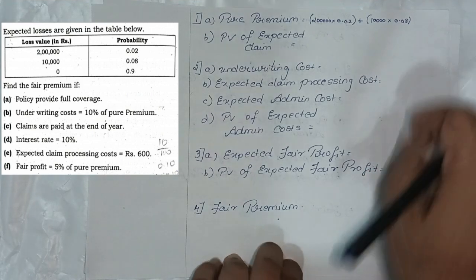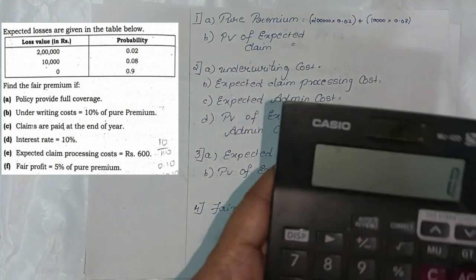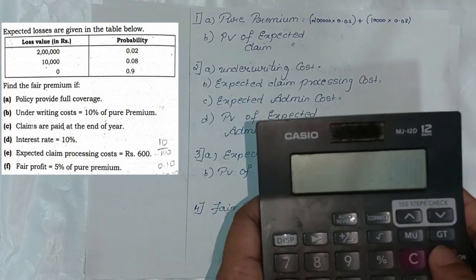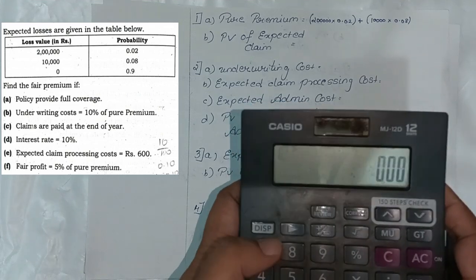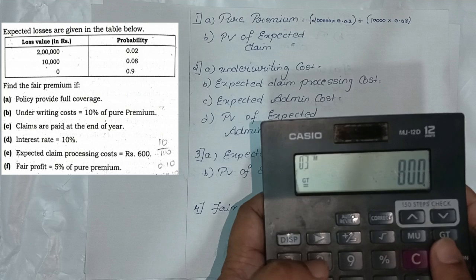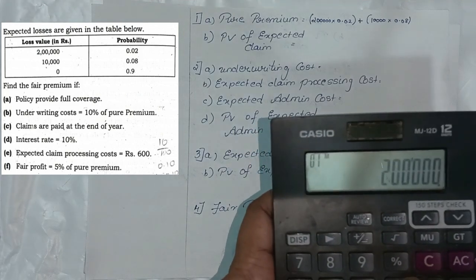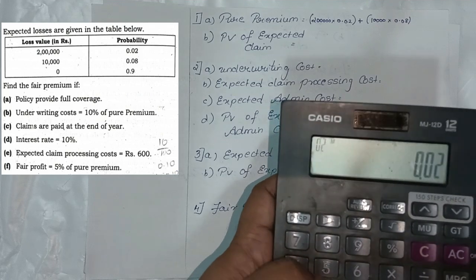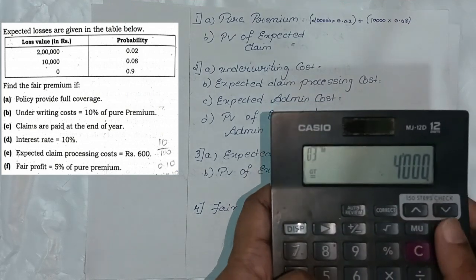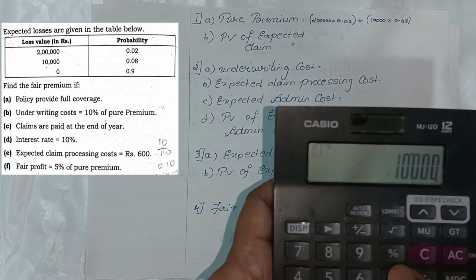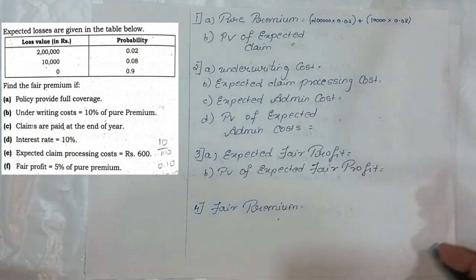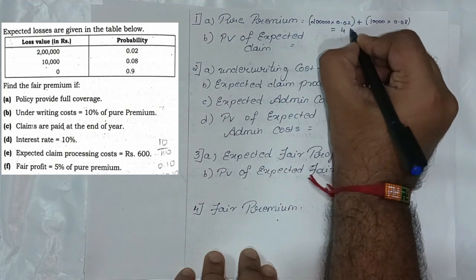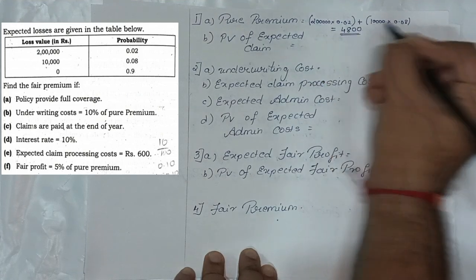Okay, so now 2 lakhs into 0.02 comes to 4,000, and 10,000 into 0.08 comes to 800. So 2 lakhs into 0.02 comes to 4,000, and 10,000 into 0.08, so 800. So total will become 4,800. So our first value came as 4,800.